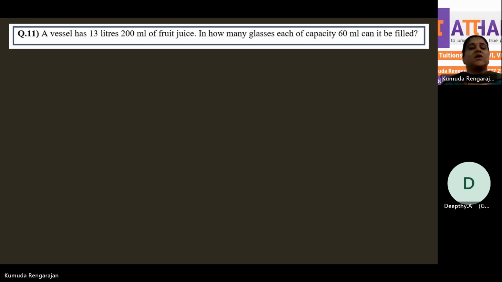Let me say this is a test question because it's similar to the earlier one. Take down the question and try to tell me the answer. You must write the quantity of fruit juice in the vessel, then the capacity of one glass, and then the number of glasses. Maybe I'll just write the statements alone.